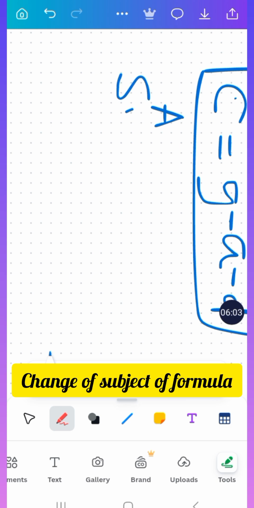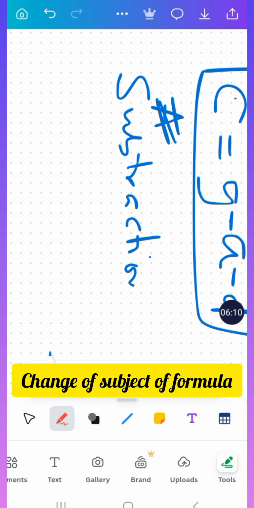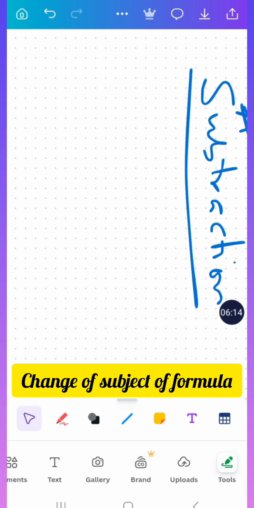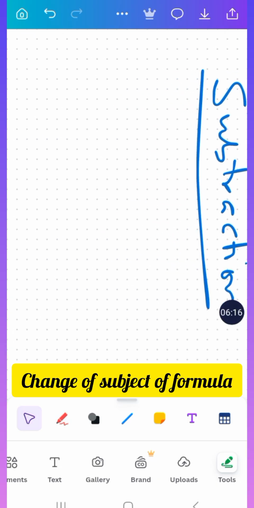Okay, if I have subtraction, how do I go about it? Let us look at change of subject of formula under this heading, subtraction. Okay, let's see an example that looks like this.